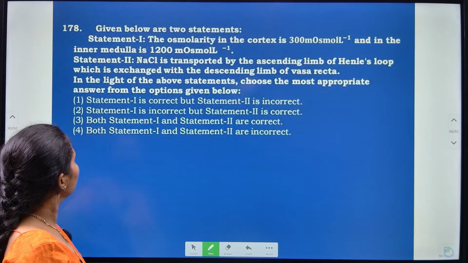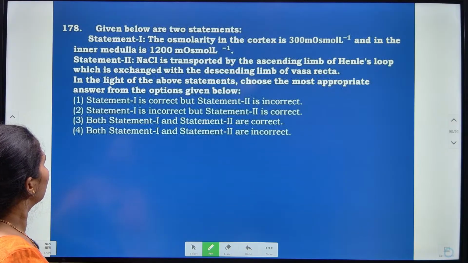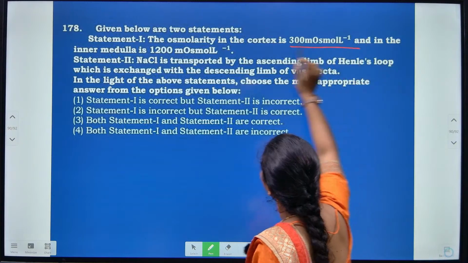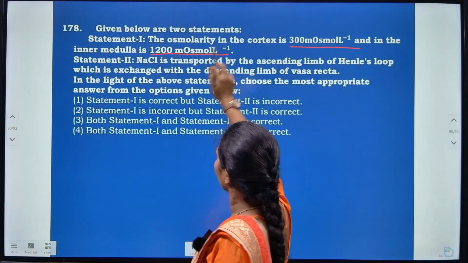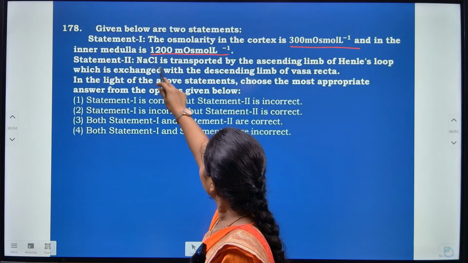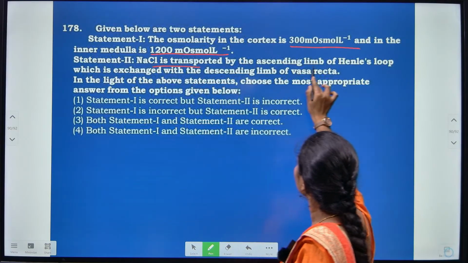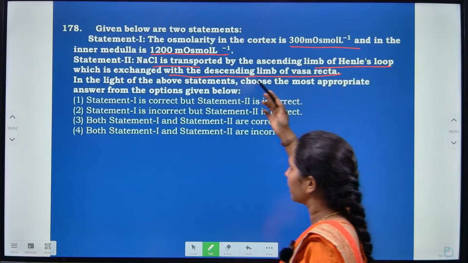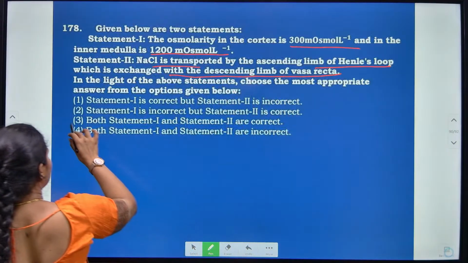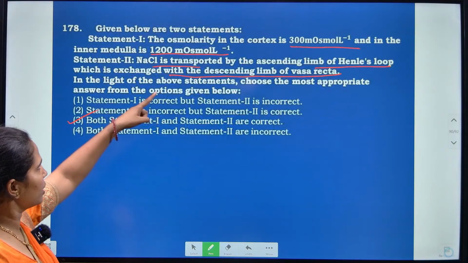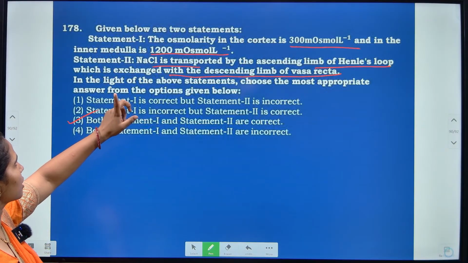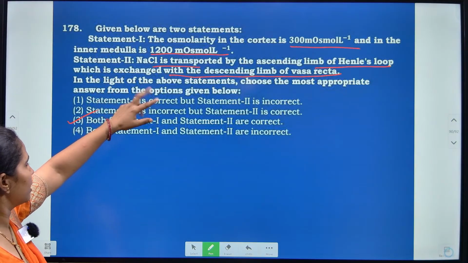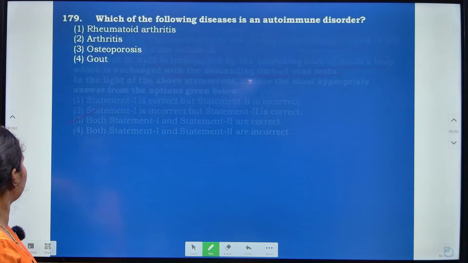Yes. Here are the two given statements. The osmolarity in the cortex is 300 osmolarity, and in the inner medulla it is 1200 osmolarity. Statement 2 says that NaCl, that is sodium chloride, is transported by the ascending limb of the Henle's loop, which helps in the exchange with the descending limb of the vasa recta. So both statement 1 and statement 2 are right, because they maintain the osmolarity in the cortex region and in the medullary region. So that much osmolarity is going to be maintained. So option 3 is the right one.